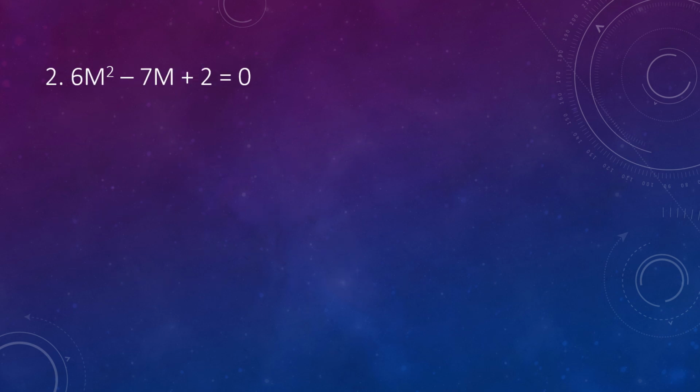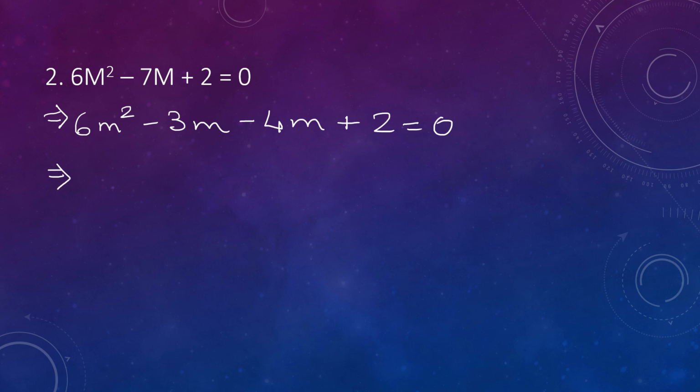6m squared minus 7m plus 2 is equal to 0. So our first step, we have to break minus 7m. So 6 times 2 is equal to 12. So we are going to break minus 7m into minus 3m and minus 4m. So we get this as the equation. Now, what is common in the first two terms? It is definitely 3m. So we take 3m common, and we have 2m remaining, and here 1.